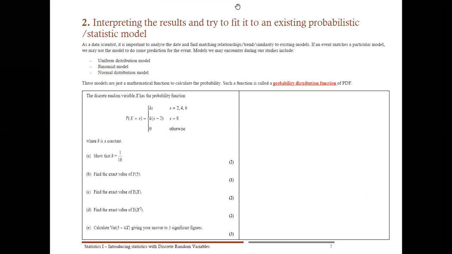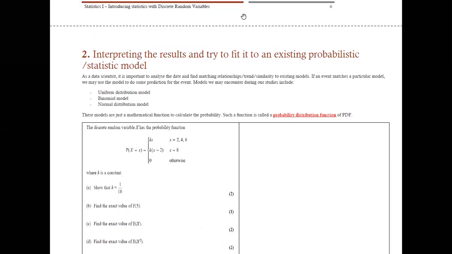Okay, so the second part here, we will try to interpret the results and try to fit into existing probabilistic models. So what is this model we are talking about? Just now at the beginning, I mentioned that we are interested in a few models for this H2. So it's either we use the uniform distribution model, binomial model, or normal distribution model. Normal distribution model, I think most of us know, is actually a bell curve. Later we look at it.